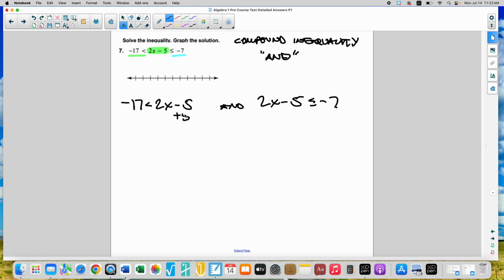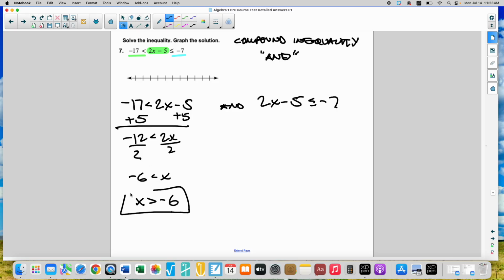So we'll add 5, and we have negative 12 is less than 2x, divide by 2. Negative 6 is less than x. Remember how I told you I would write my variable first. It's easier with the variable first, so this makes a whole lot more sense. X is greater than negative 6. This seems like a less than. A lot of students would write less than, but it's actually a greater than. And then we're going to add 5.